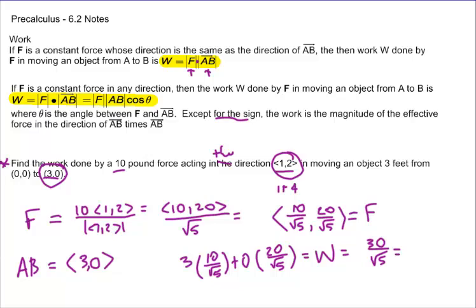Now with work, let's go ahead and decimal this out just a little bit. This would be 13.42. Well, we've got pounds, and we're moving in feet, so this would be 13.42 foot-pounds. Okay, and that's all there is to it.